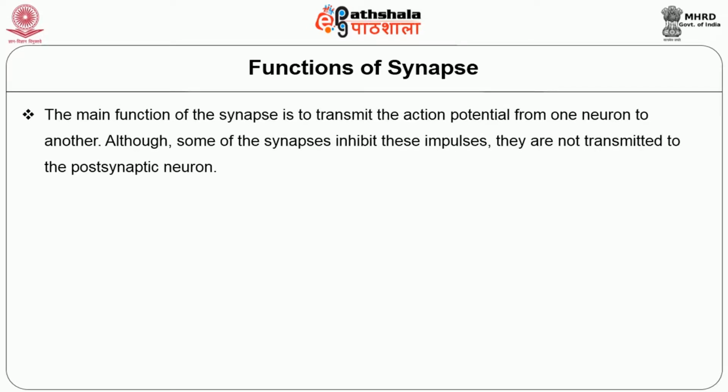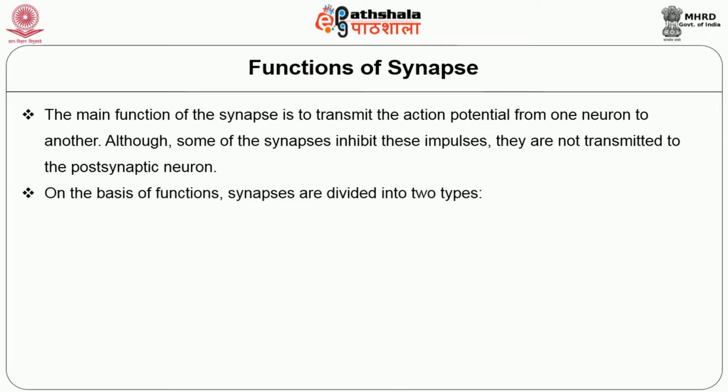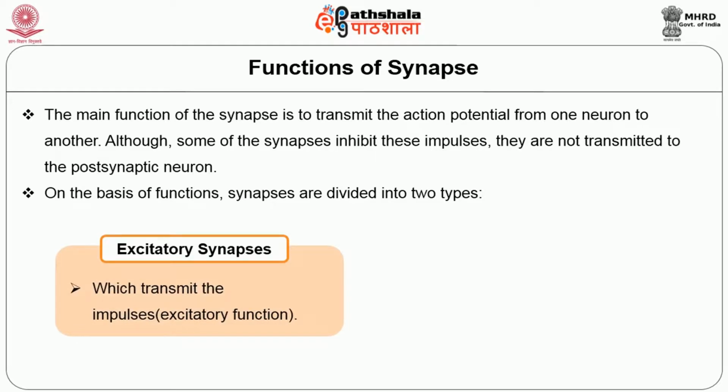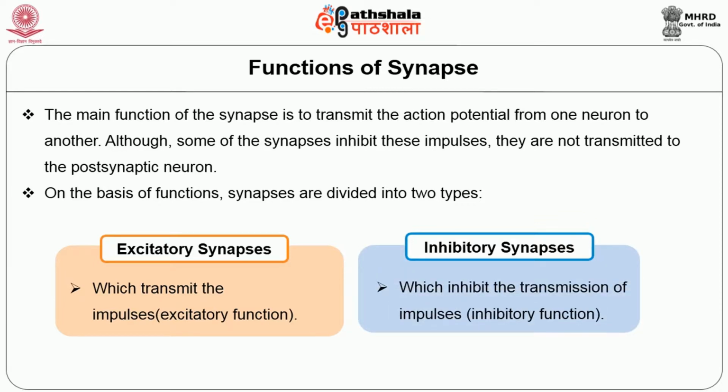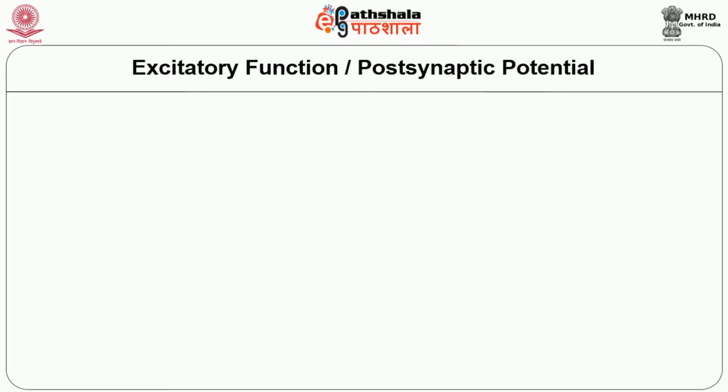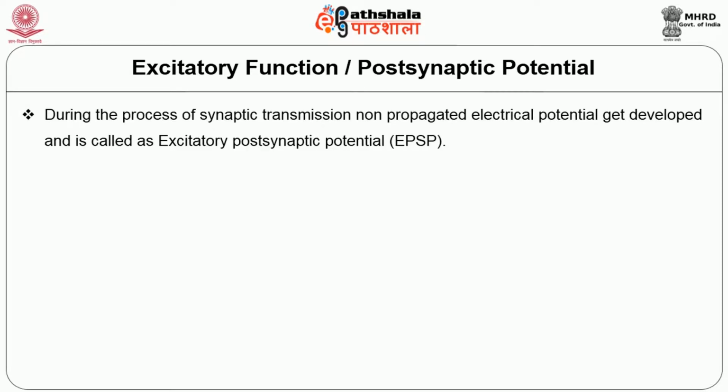The main function of the synapse is to transmit the action potential from one neuron to another. Although some of the synapses inhibit these impulses, they are not transmitted to the postsynaptic neuron. On the basis of function, synapses are divided into two types, excitatory and inhibitory. Excitatory synapses transmit the impulses, that is excitatory function, and inhibitory synapses inhibit the transmission of impulse, that is inhibitory function. During the process of synaptic transmission, a non-propagated electrical potential develops and is called the excitatory postsynaptic potential, EPSP.